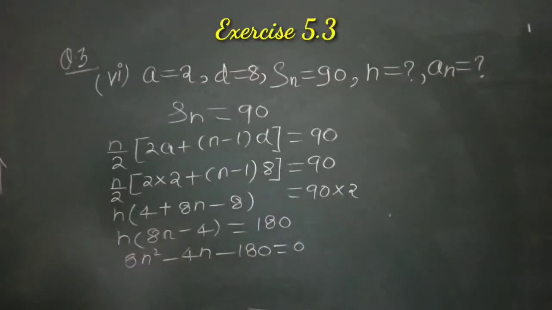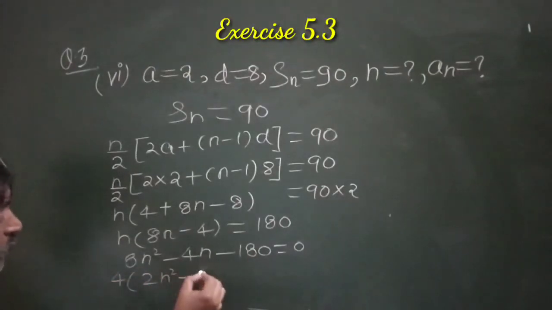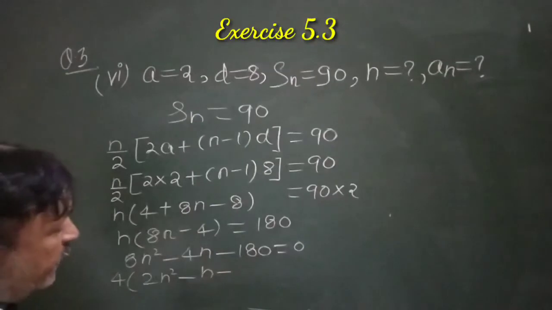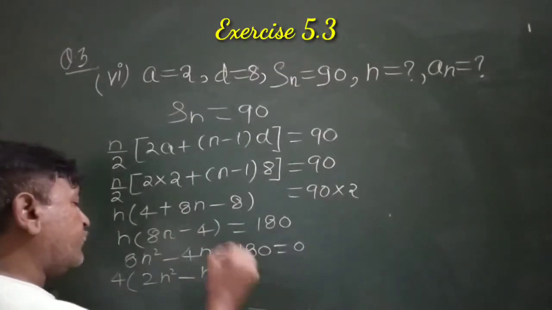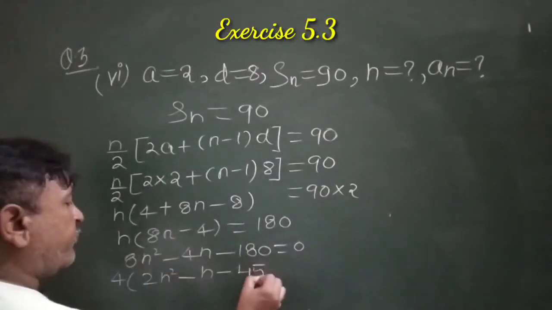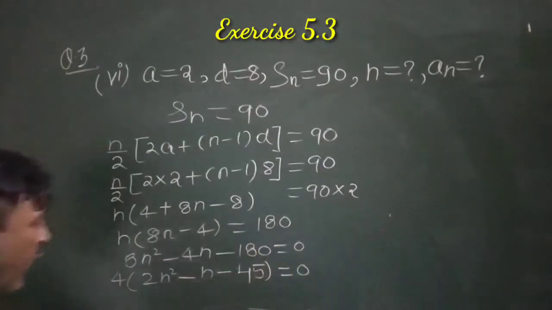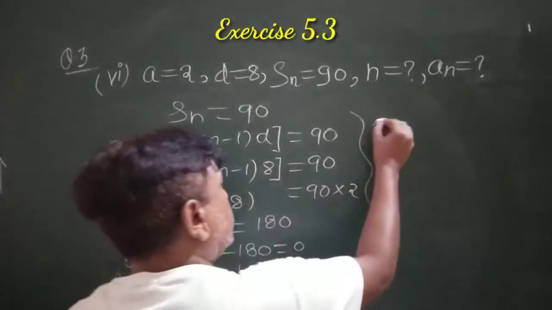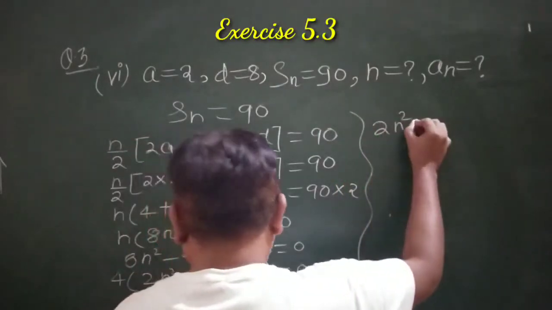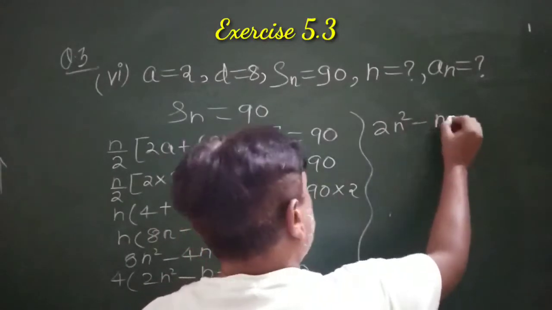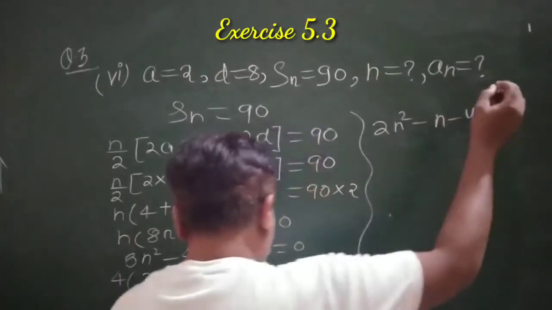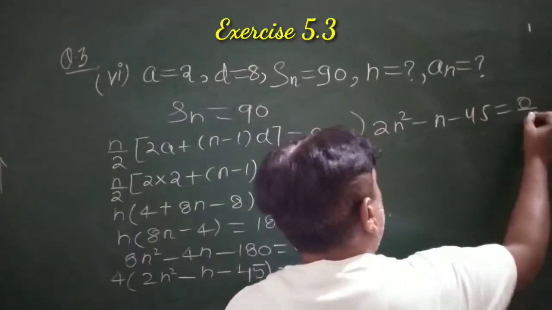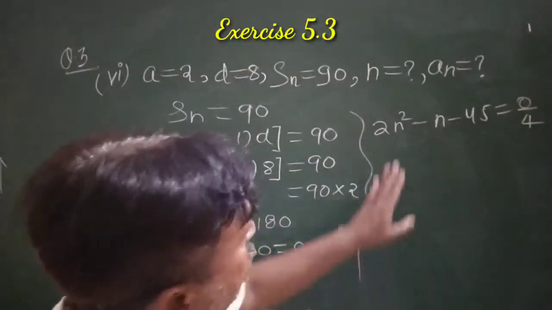Is anything coming common? Yes, 4. Take 4 common: 4 twos are 8, 4 ones are 4, and 4 fours are 16 and 4 fives are 20. Now send this 4 to the right hand side. 2n square minus n minus 45 equals 0 upon 4. Now we have to solve this equation.